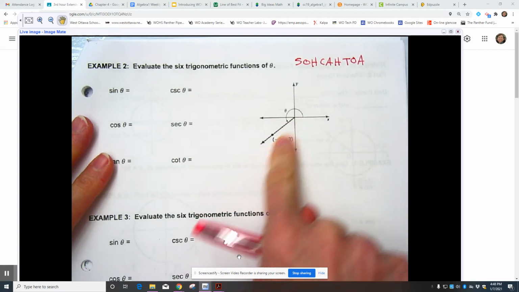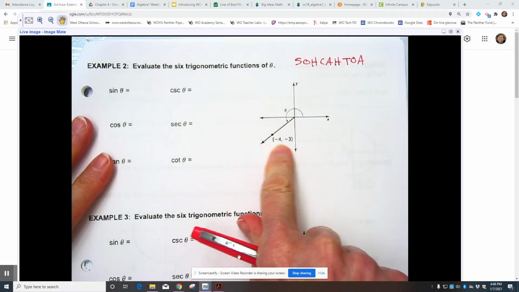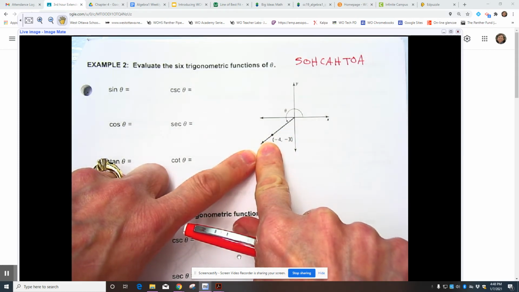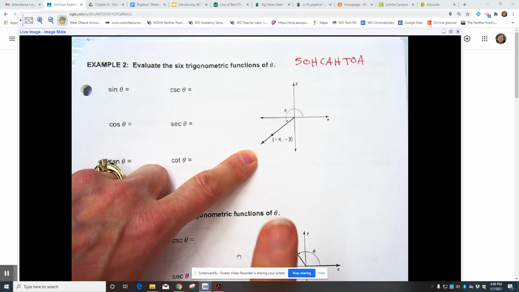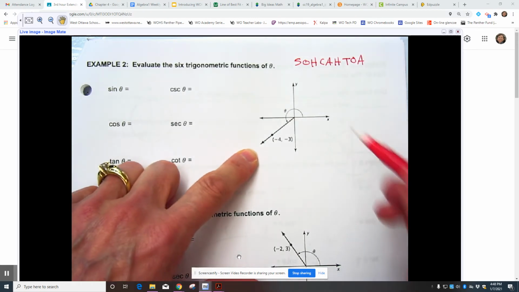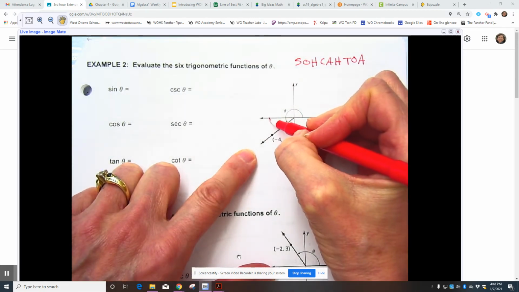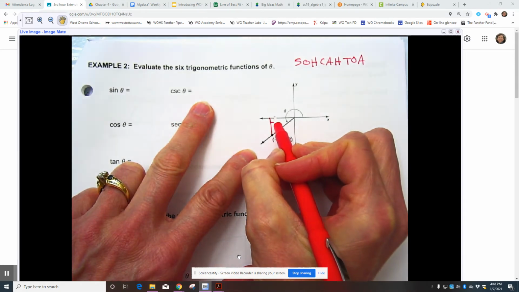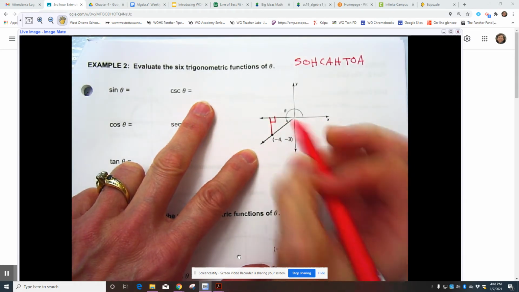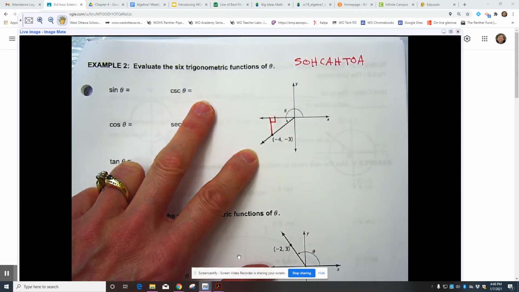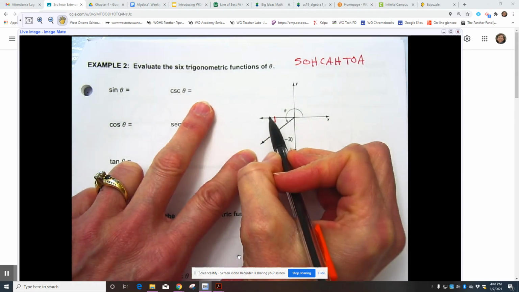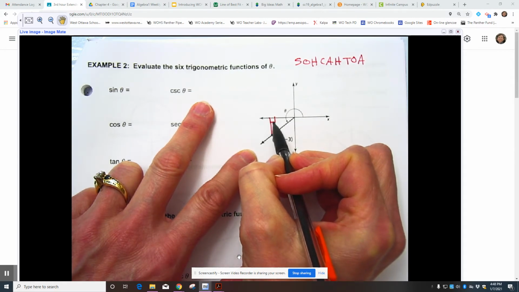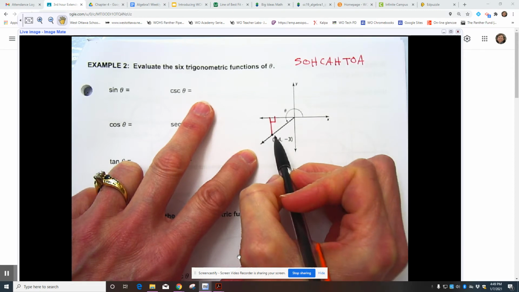So here is my angle. Here is my x and y. What I'm going to do is turn this angle into a triangle. The one thing that is very important is when you make your triangle, it must every single time touch the x-axis here. So I drew that triangle. I'm making the third edge of my triangle going straight up till I touch the x-axis, and that's going to be a right angle.